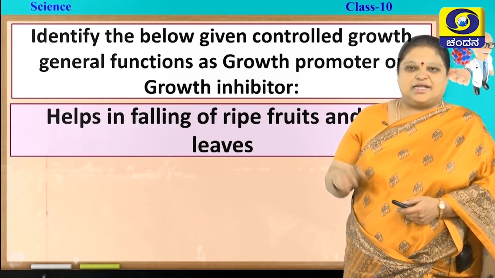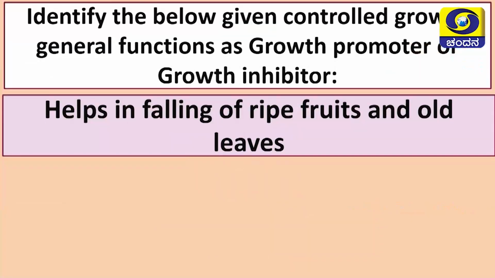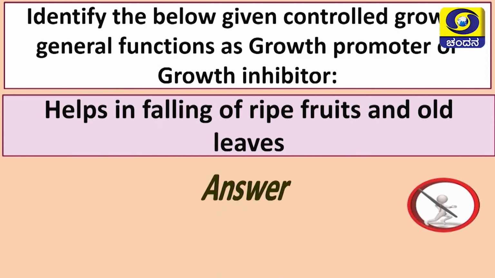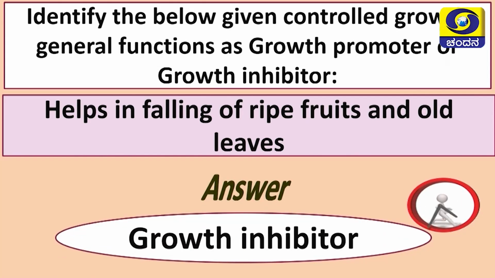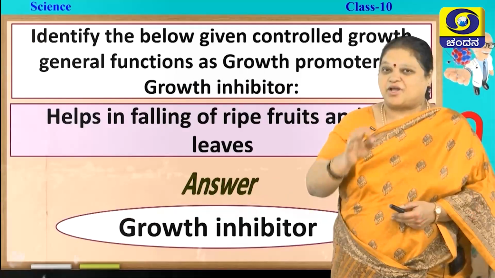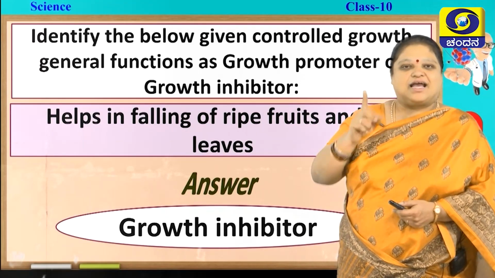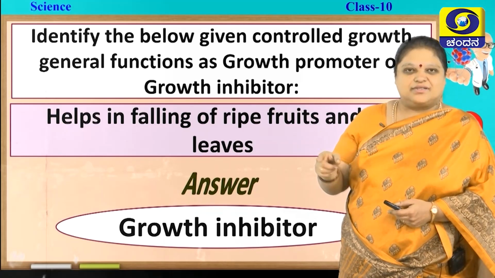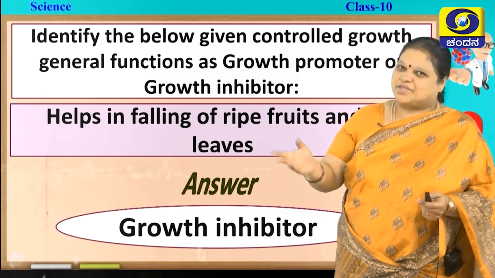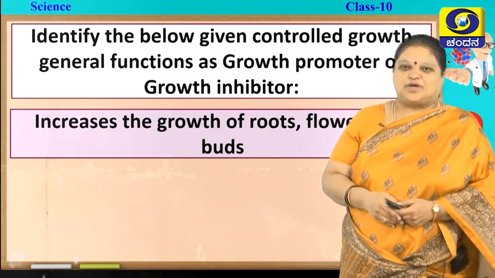Now, here it helps in falling of ripe fruits and leaves. Think about it and answer me. Helps in falling of ripe fruits and old leaves. So, the answer is growth inhibitor. Can you tell me which growth inhibitor this is? Name the hormone. Absolutely right, it is abscisic acid. It helps in the falling of fruits and leaves. Next we will go to another one.